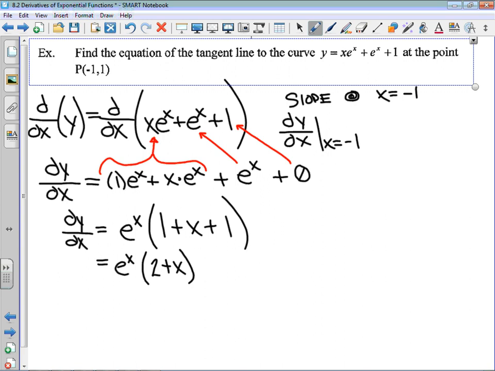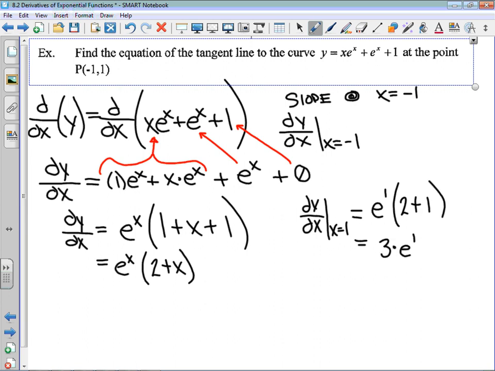So dy over dx when x is equal to 1 is e to the power of 1 times 2 plus 1, which is 3 times e to the power of 1, or because the default exponent is 1, you can write that as 3e.